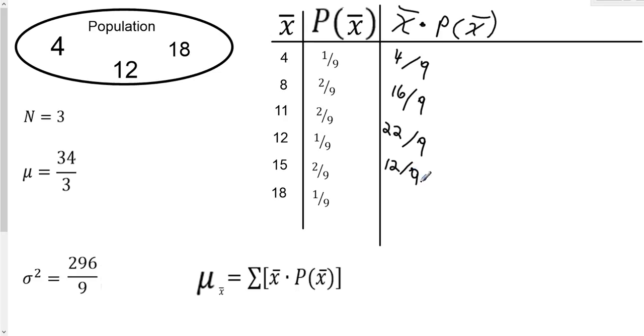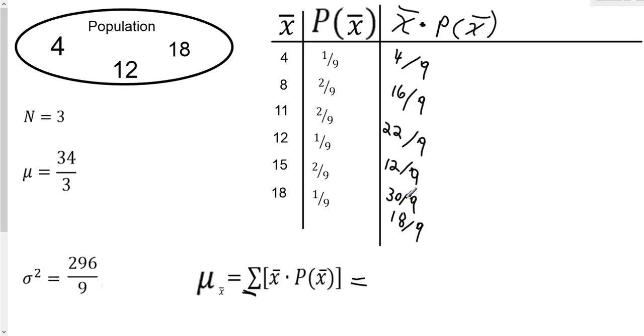And 15 times 2/9 is 30/9. And 18 times 1/9 is 18/9. So what you want to do is add all of them up, right?